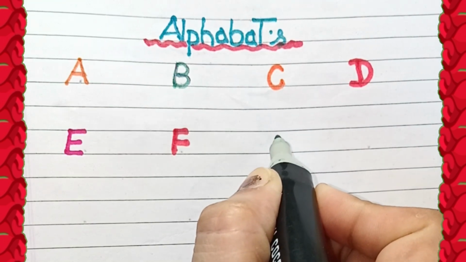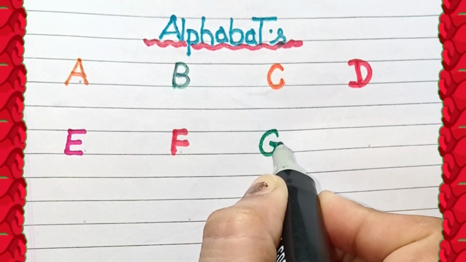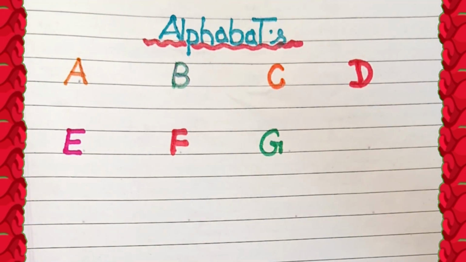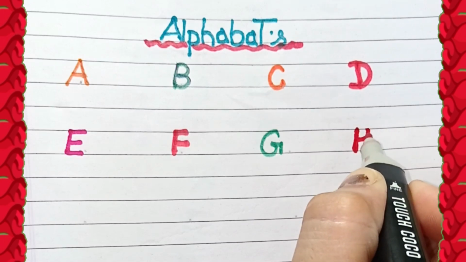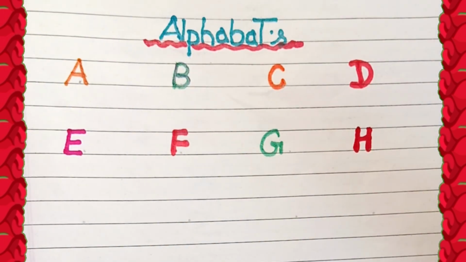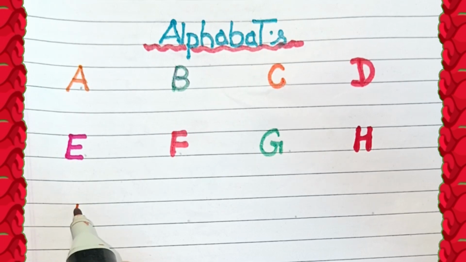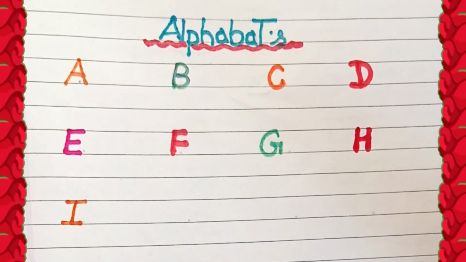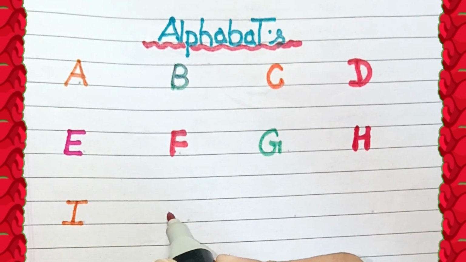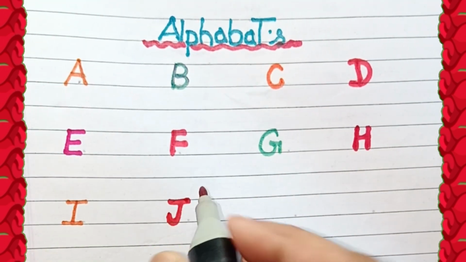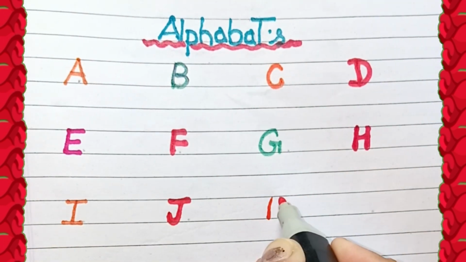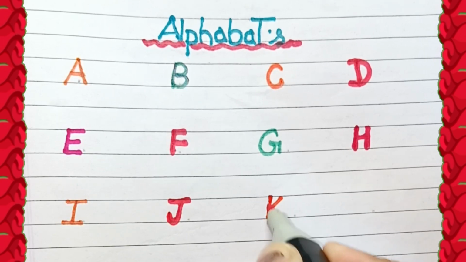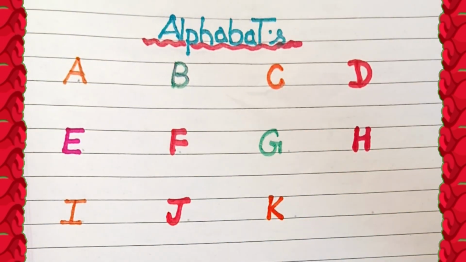G for grapes, H for house, I for ice cream, J for jug, K for kite.